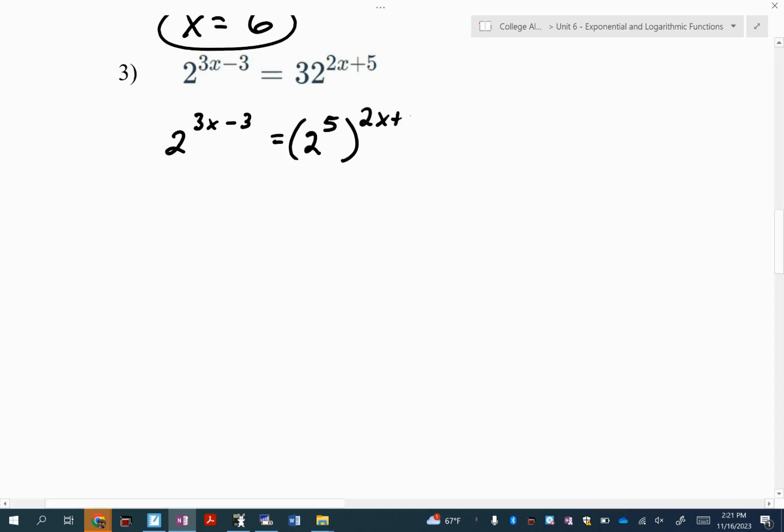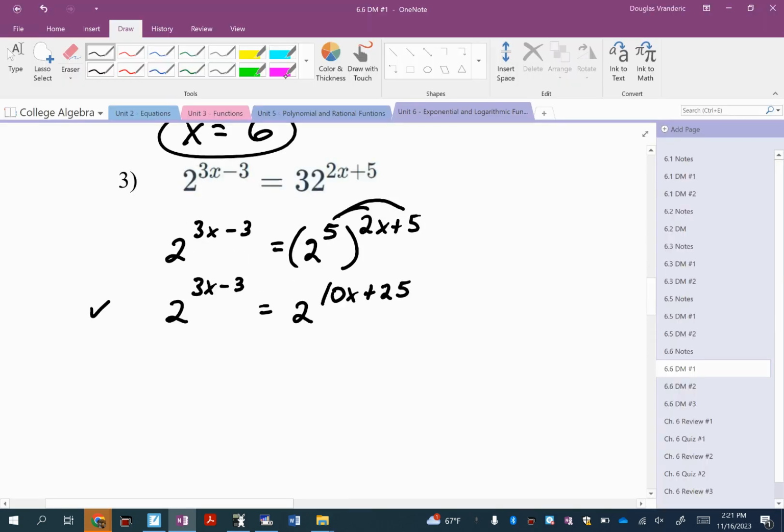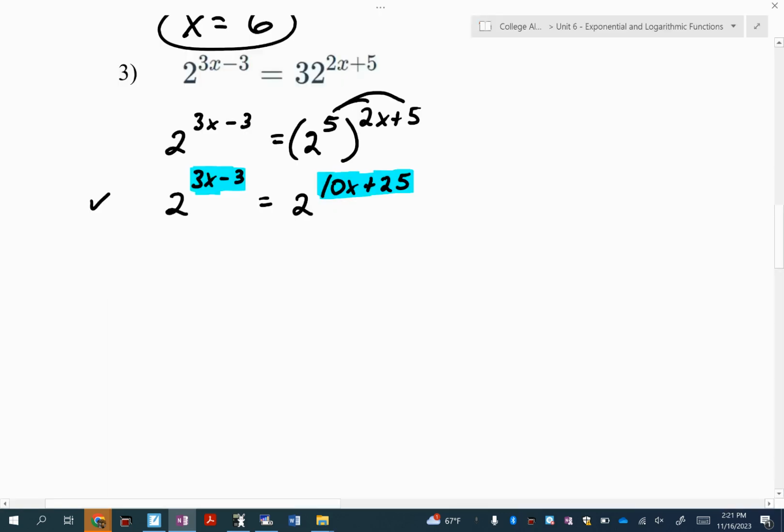Bring down the 2x plus 5. Let's distribute it. Okay, what is 5 times 2x? 10x. And what's 5 times 5? 25. So that's our check mark. We're going to drop the bases now. And write 3x minus 3 equals 10x plus 25. I don't care if you move the x's to the right or to the left.